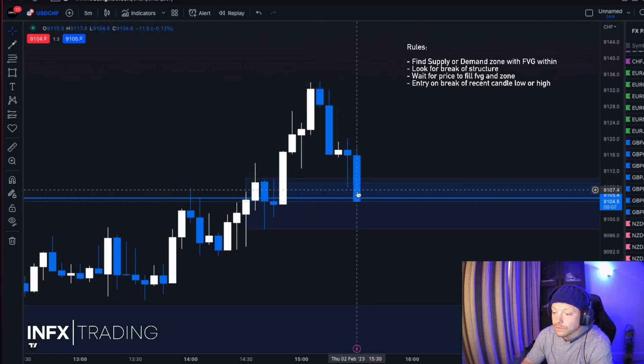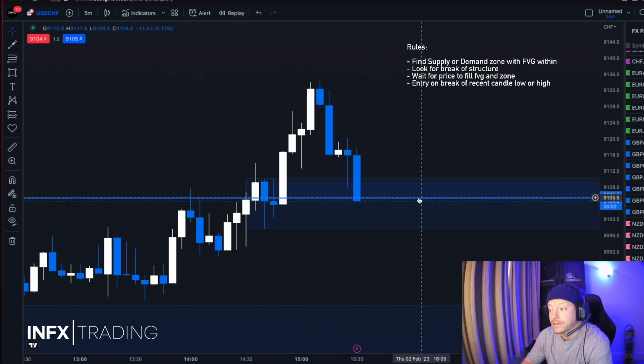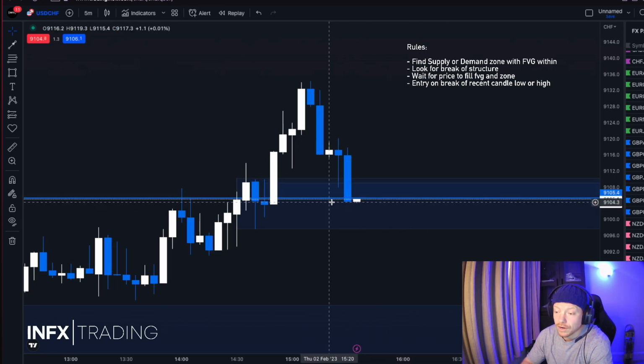If the next candle plays in the zone, which is ideal, and then the next one breaks its high, so in 5 minutes time, then that would be great.